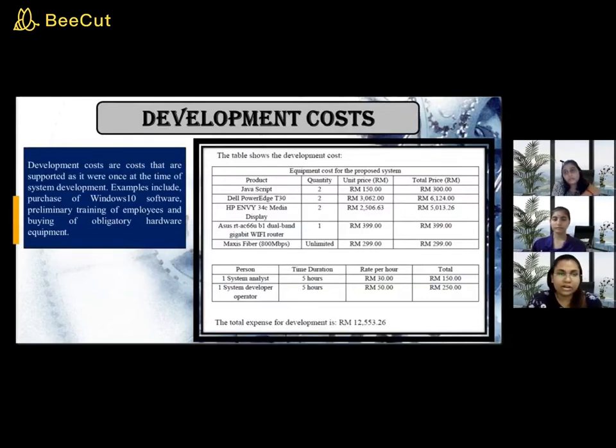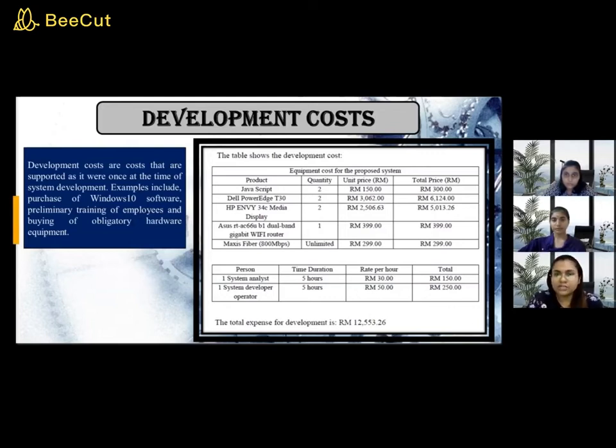Development costs. Development costs are costs that are incurred only once, at the time of system development. Examples include purchase of Windows 10 software, training of employees, and buying of obligatory hardware equipment. The table shows the development costs.